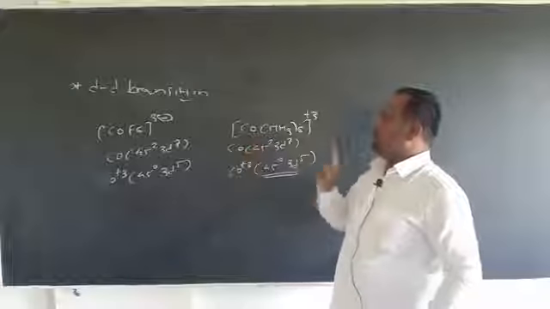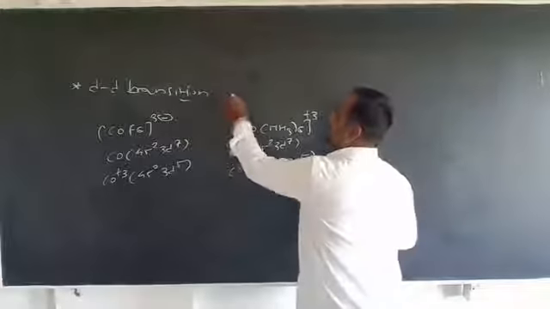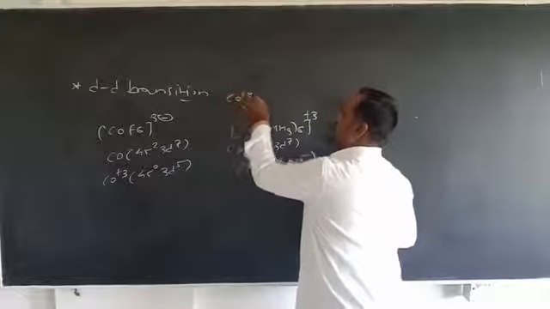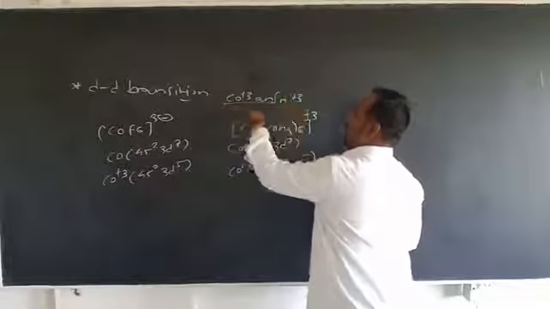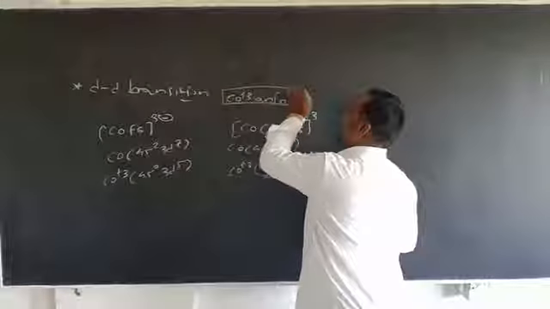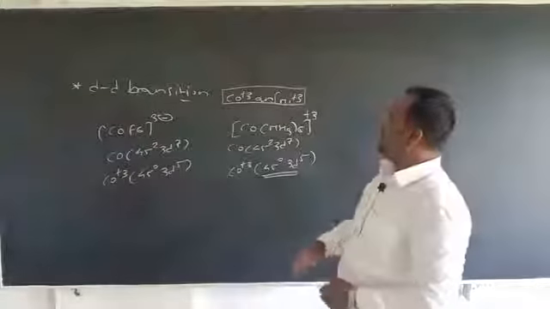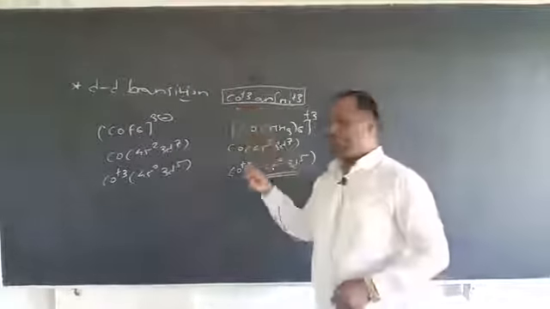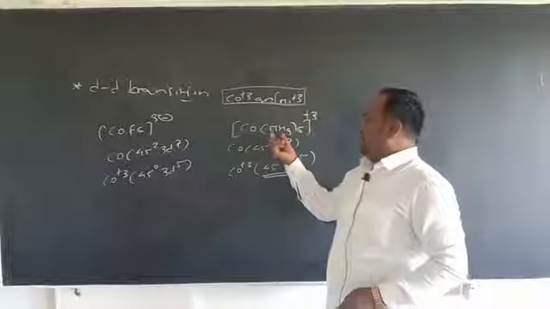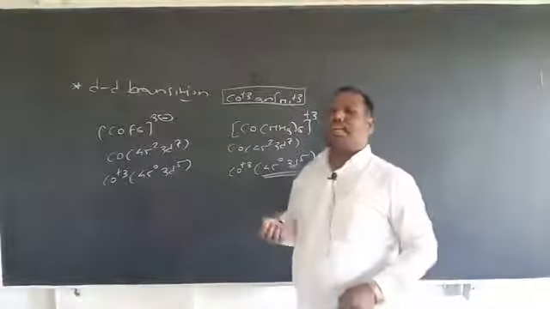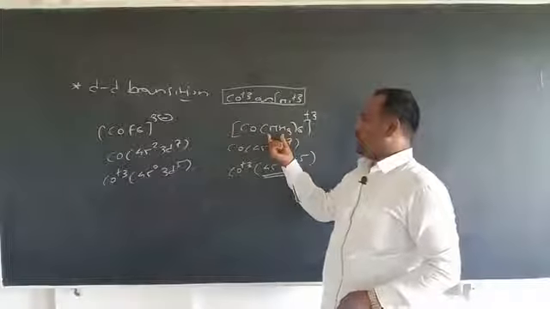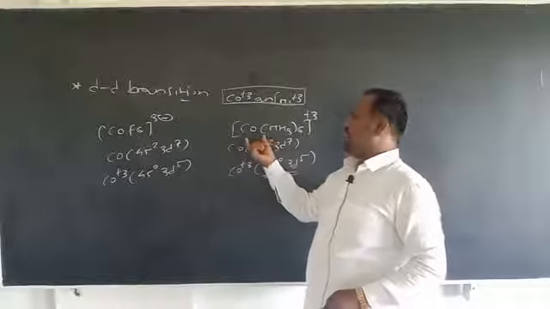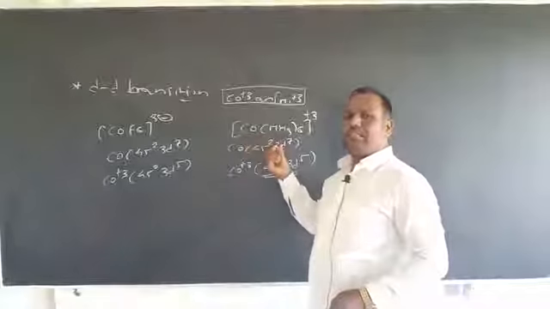So keep in mind that if cobalt in +3 and nickel in +3 oxidation state are present, then ammonia also acts as a strong field ligand. So in this case delta octahedral is very large and pairing energy is very small.